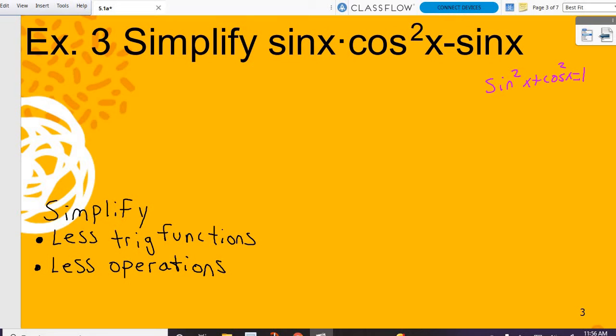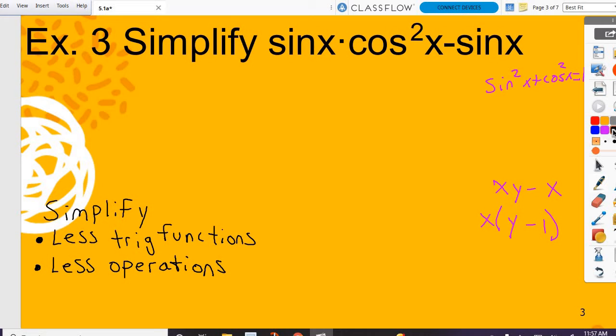Now, for these problems, y'all tend to freak out or have a brain lapse whenever we see trig functions. So a nice way to think about them is in terms of normal variables. If I had something like xy minus x, again, I have two x's, just like we have two sines. What can we do with our x? Which is also called factoring. Yeah, I can factor out an x, and we would be left with y minus 1.